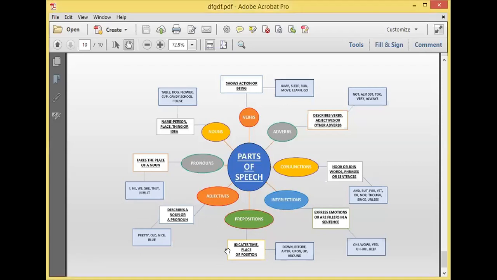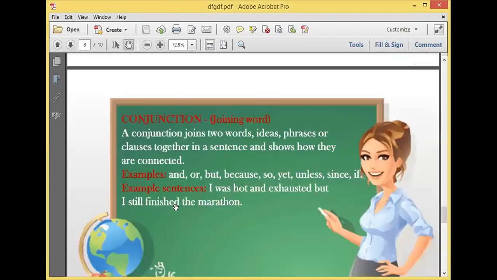So that's it for today. Thank you for being in the lesson. And don't forget your homework. I want you to tell me what is the conjunction in that sentence. In this one. Where's the conjunction?